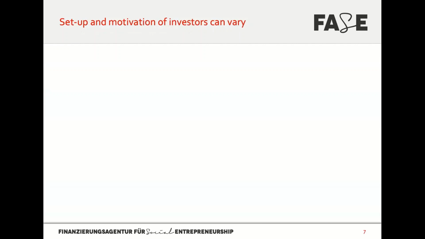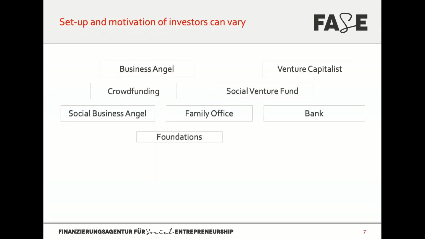Essentially, the setup and the motivation of investors can vary. And it varies because they come from different backgrounds. I put a few investor types out there that we typically see when we work with social enterprises and impact startups that want to raise funding. So maybe some of them, like you heard the name, business angels, very traditional venture capitalists, which is what you see in the Berlin and the London startup scene, for example. We have crowdfunding platforms, we have social business angels, we have family offices, and sometimes a little bit in between, social venture funds, banks, and foundations.